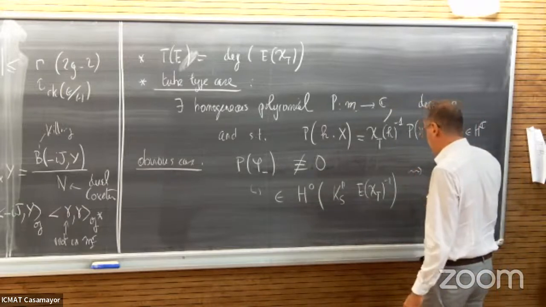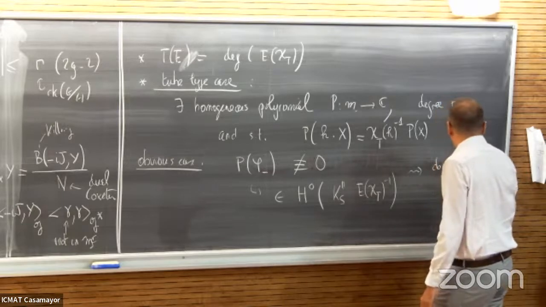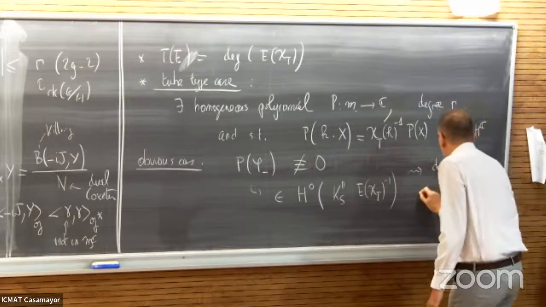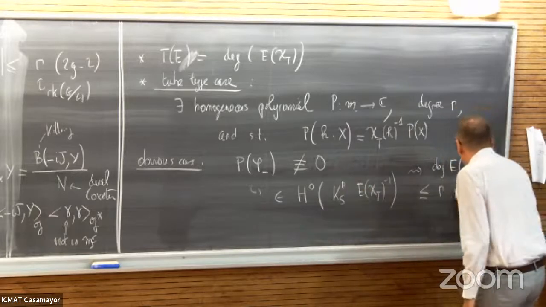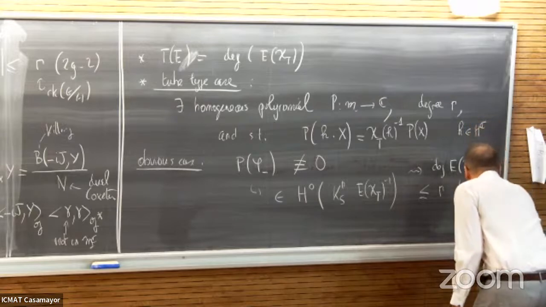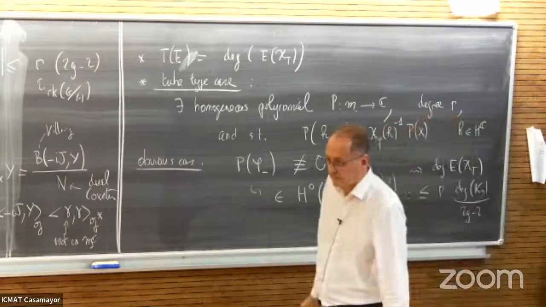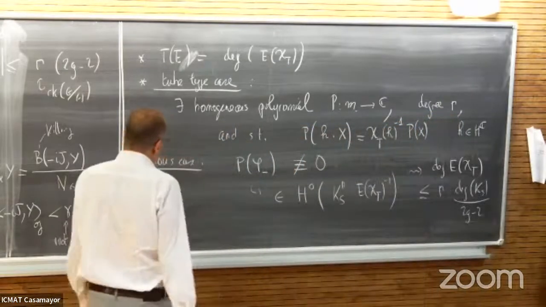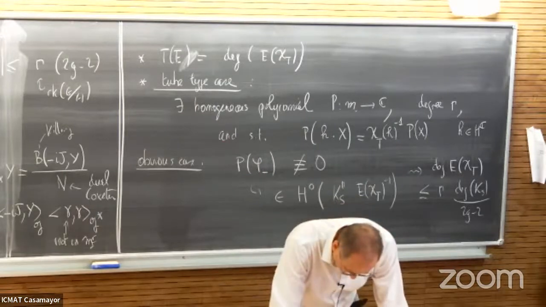And this implies immediately that the degree of E of P_T is less than r times the degree of K_S, which is 2g minus 2. And that's the Milnor inequality. Okay, so that's really the easy case.